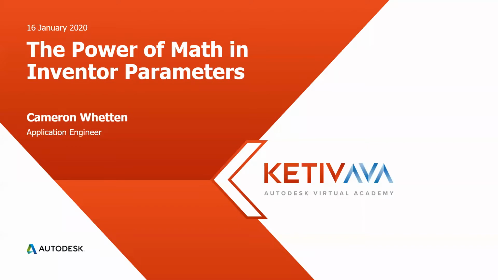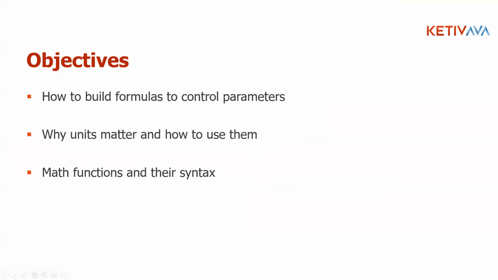Okay, great. Thanks, Nigel. All right, welcome everyone. Like you said, we're going to be talking about parameters and using math to control those parameters. Parameters are the backbone of Inventor's design power, and learning to control those parameters is the first step to unlocking that power. So today we're going to cover the basics of creating formulas to control Inventor parameters. Fundamental to this is understanding how units are important and how to set them up properly so that our formulas give the correct results. We will also review the various math functions that are available to us and how to use them.